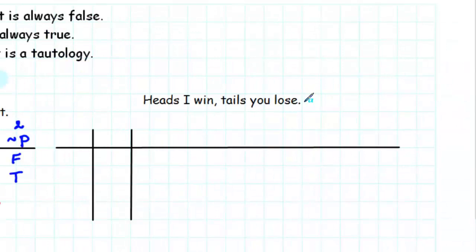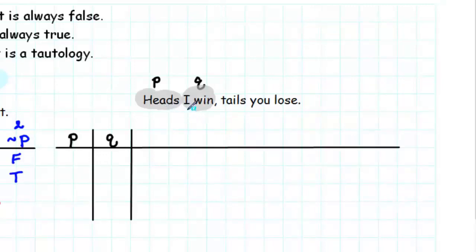Well, what about the statement, heads I win, tails you lose? Is this a contradiction, a tautology, an implication, or none of the above? In order to see, let's let heads be P and I win be Q. So how would we write this statement in symbolic form?